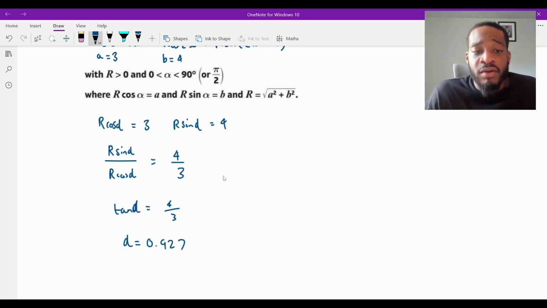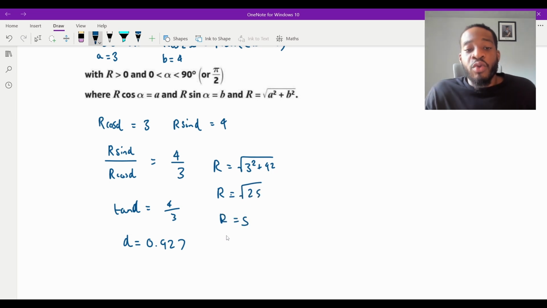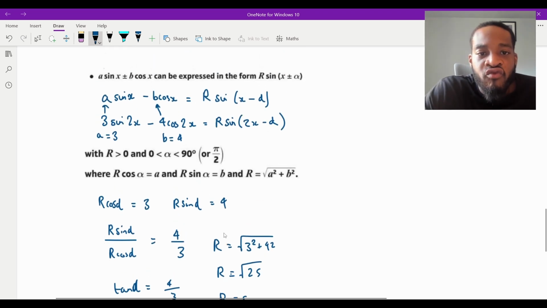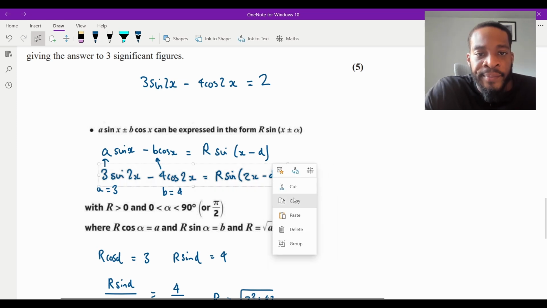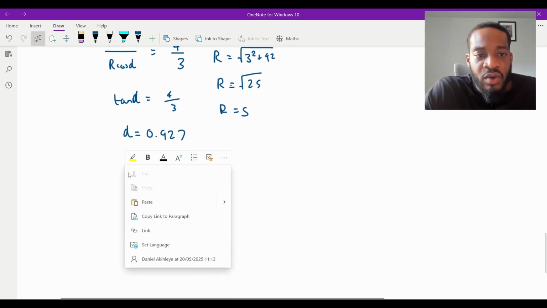And then to get r, it's quite easy. It's just Pythagoras, isn't it? That's going to be 3 squared plus 4 squared, and that is just root 25, which is 5. So now we've got r and alpha, we can rewrite this expression here. Remember, we were saying 3 sine 2x minus 4 cos 2x, right? We can now rewrite it with r and alpha. So let me copy this and put this down, and then after I'll put it back and then we're pretty much in business.